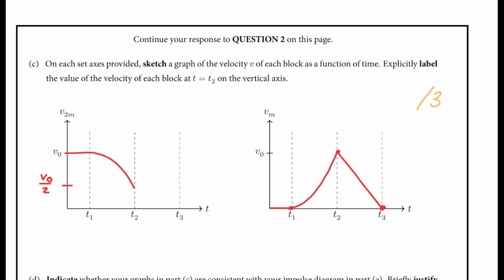And then this decreases with the same slope as the other graph, but it's just going to hit before T3, because if it's also hitting that surface at the same time, it has the same acceleration because it didn't depend on mass, but it just had a lower starting speed. So it's going to take half the time to stop. But that won't be one of the points that's graded.